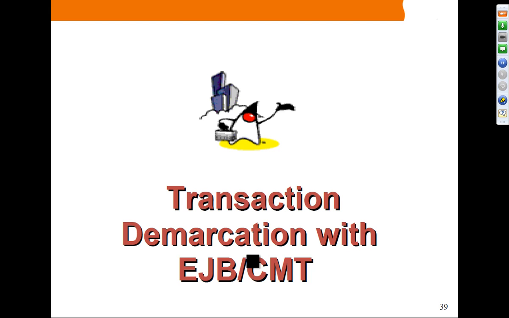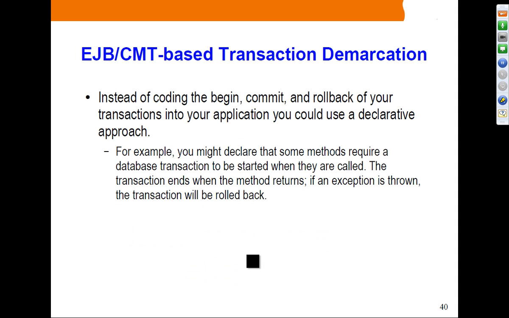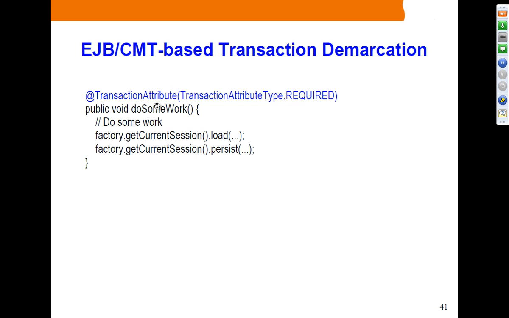All right, so transaction demarcation with CMT. This is the case where you are using container managed transaction using attributes. In this case, instead of coding begin, commit, and rollback yourself, you are asking the container to do the transaction demarcation. So you are going to use this annotation, TransactionAttribute, with TransactionAttributeType.REQUIRED. When you specify this, you're asking the container to perform the transaction begin and commit and rollback. Again, we are going to have a bunch of exercises when we do JPA.